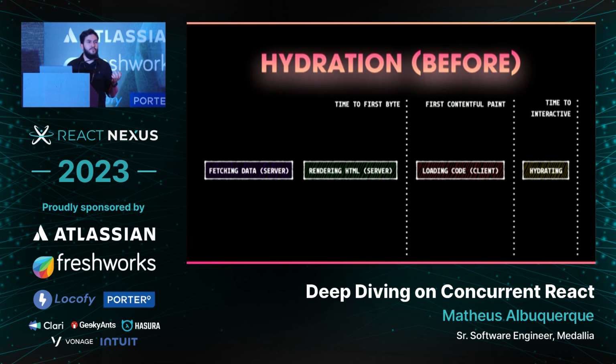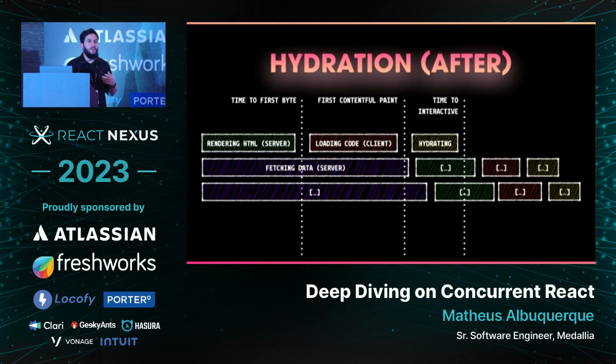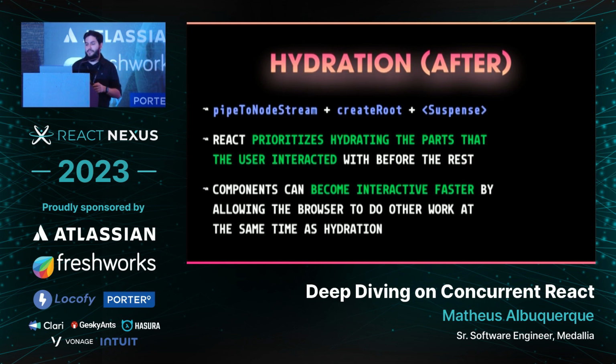And then we went from this to this, where because things are happening in different chunks, it's faster. This is done using internally the new pipeToNodeStream thing plus createRoot and Suspense that you know. And React is clever enough to start to prioritize the hydration of the parts of the app that the users interact with before the others. And it's great because now components can become interactive faster by allowing the browser to do other work at the same time as hydration, thanks to the Concurrent React thing.